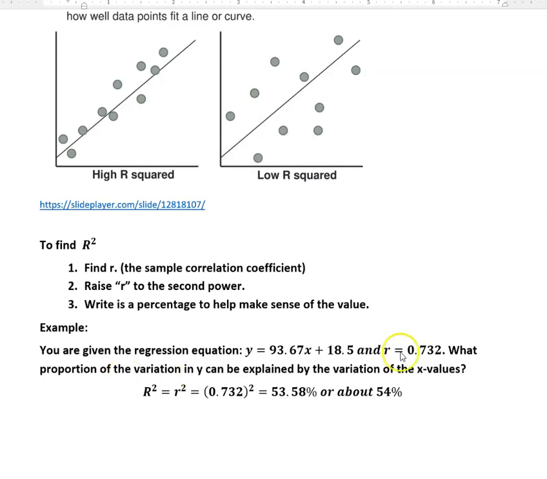And so you're just going to take that R value, 0.732 to the second power, and then once you get that decimal answer, move the decimal point over twice. It's about 53.58 or about 54% depending on where you're asked to round that.